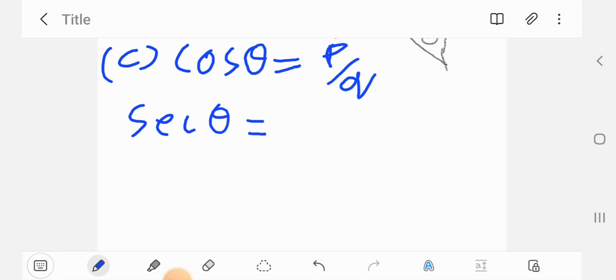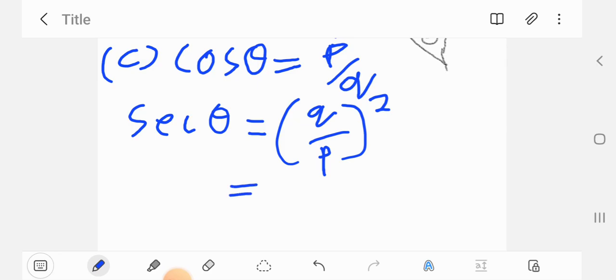Let's do it a bit neater. P over Q squared is sec squared theta. So this is how you're going to write it. And then you can also write the final answer as P squared over Q squared. I hope you understand. So we are done with question 3.1.1.